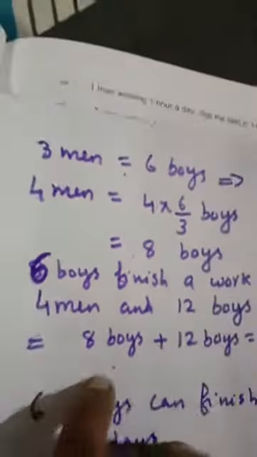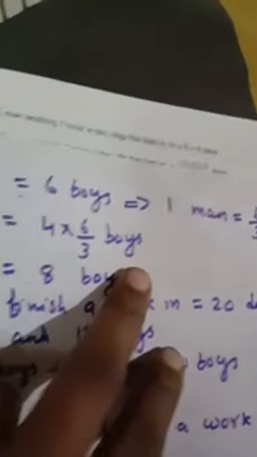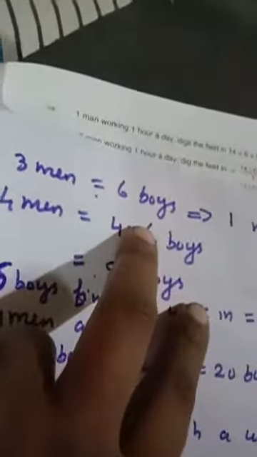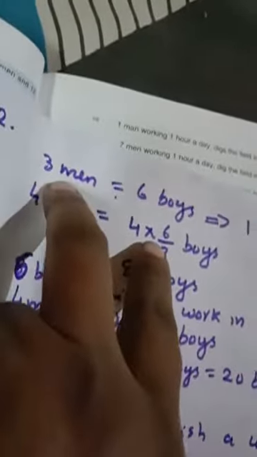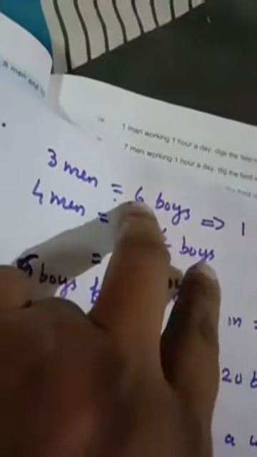Okay, so we can write 3 men or 6 boys can do a work in 20 days. So 3 men equal to 6 boys, which implies 1 man. We want to equate 1 man equal to how many boys? 1 man equal to 6 by 3 boys. This 3 comes to this side. 1 man is equal to 6 by 3 boys, that is 2 boys. What do you mean by 1 man? This 3 goes to the opposite side, that is 6 by 3 boys, that is 2 boys. Clear?